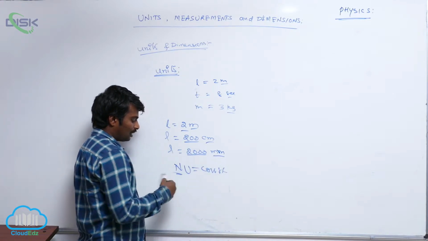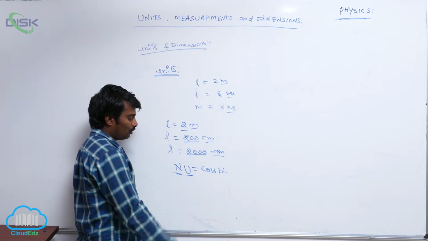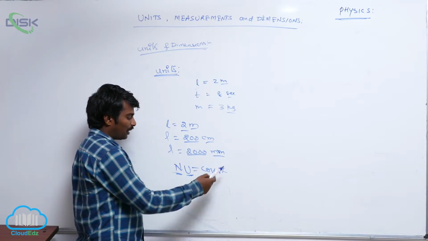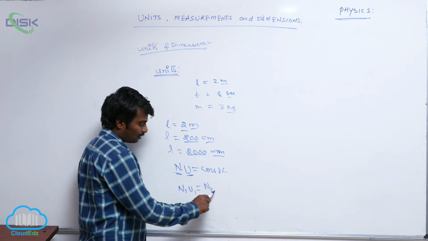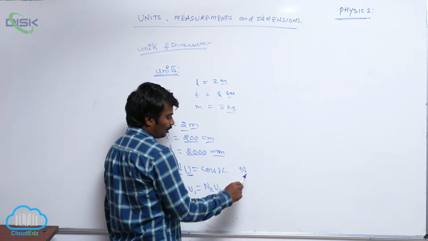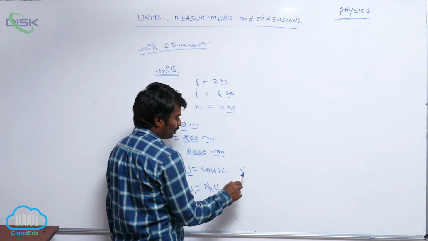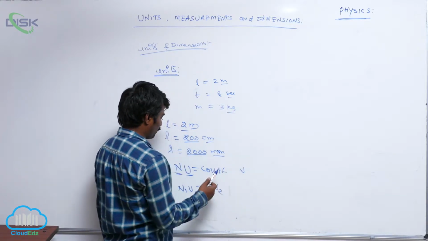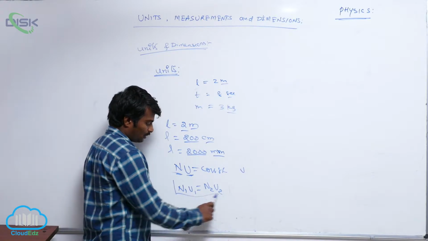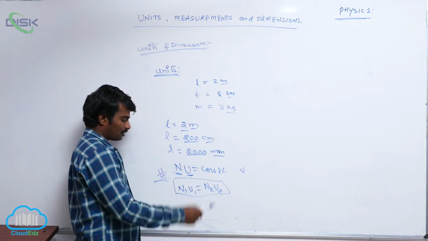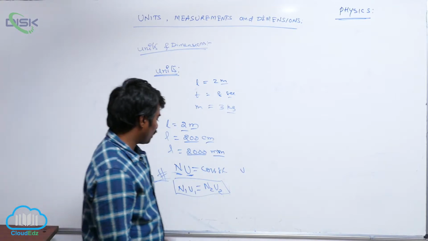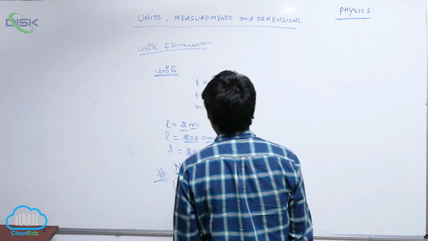What is N value here? Numerical value. U is unit. This value is constant. So we can write N1 U1 is equal to N2 U2, or U is inversely proportional to N, or N is inversely proportional to U. So N1 U1 is equal to N2 U2. This is a very important relation we are going to use while solving problems. N for numerical, U for unit.